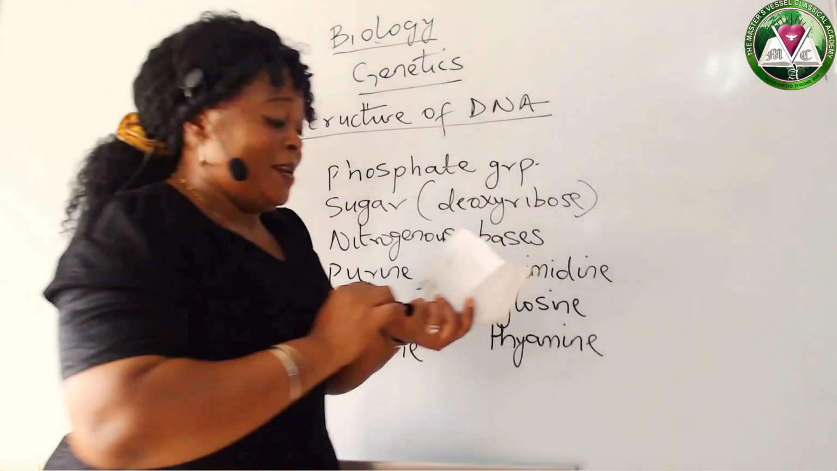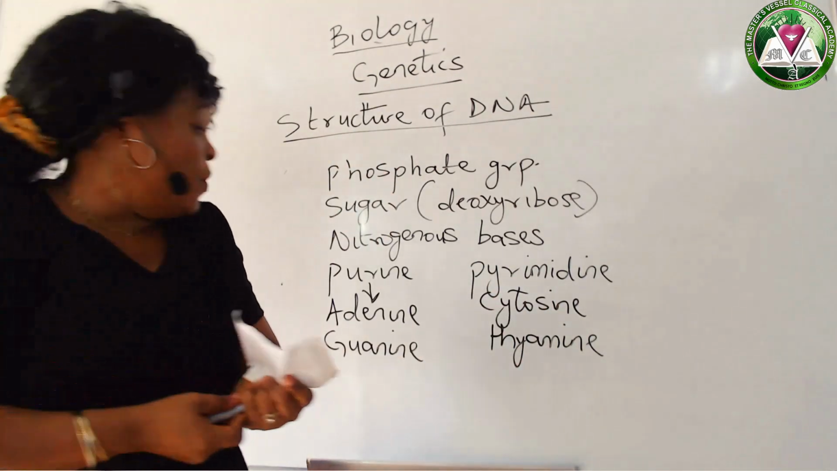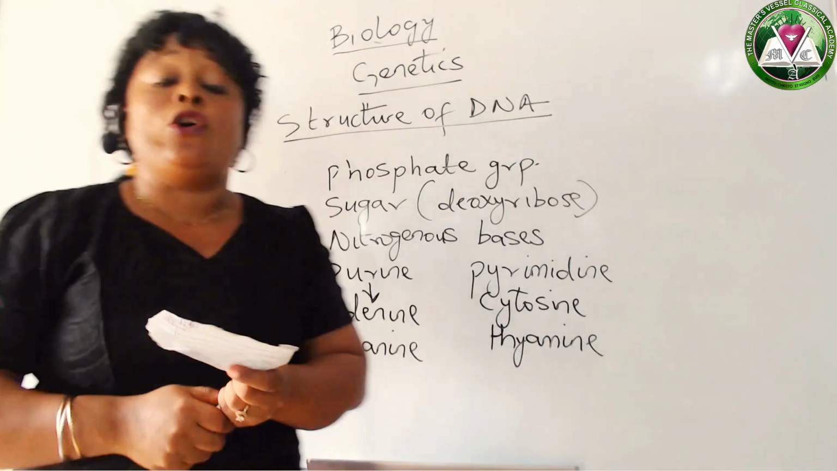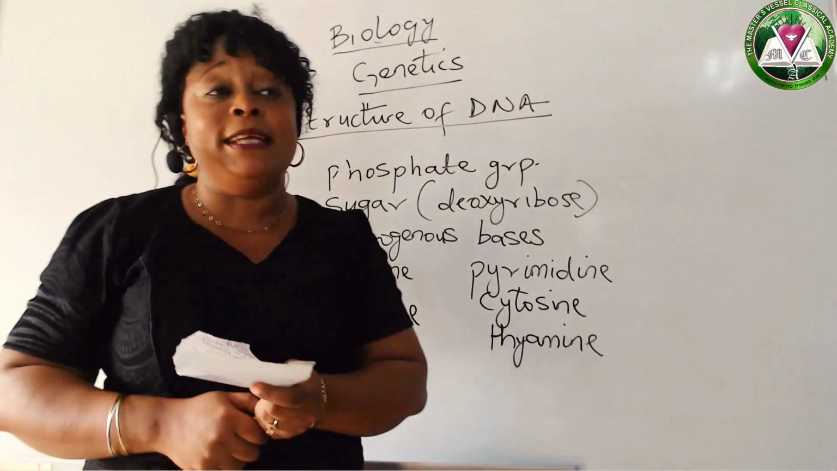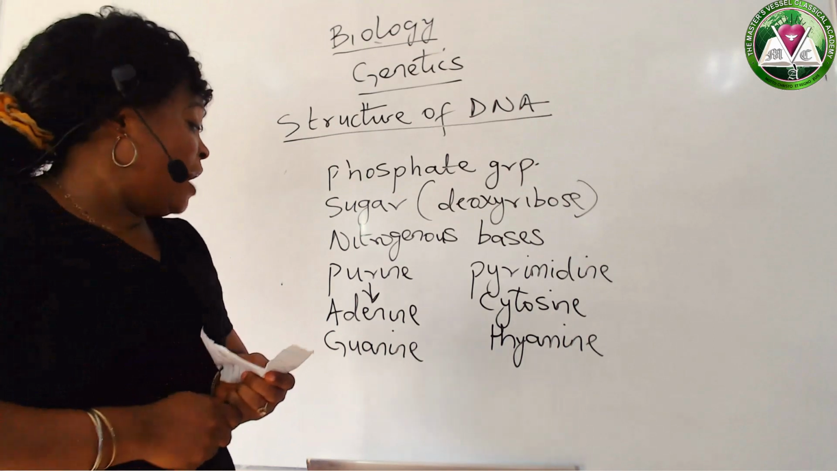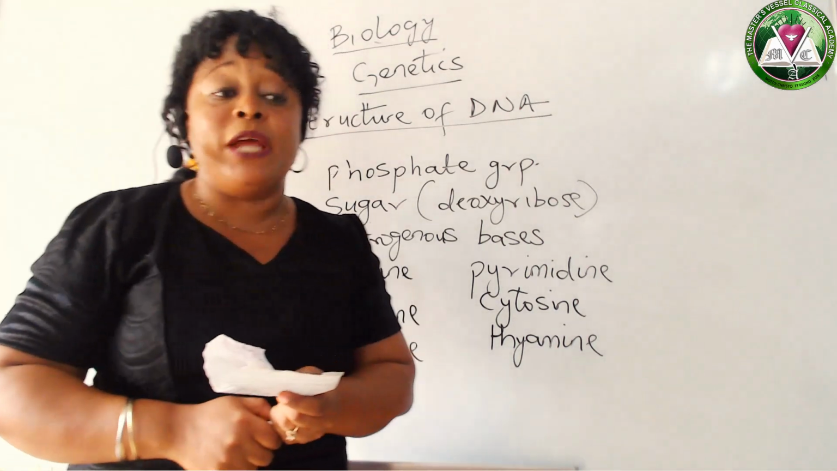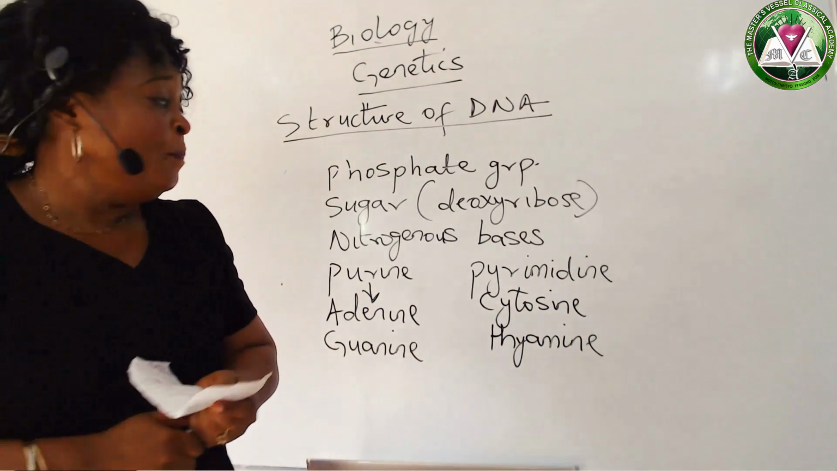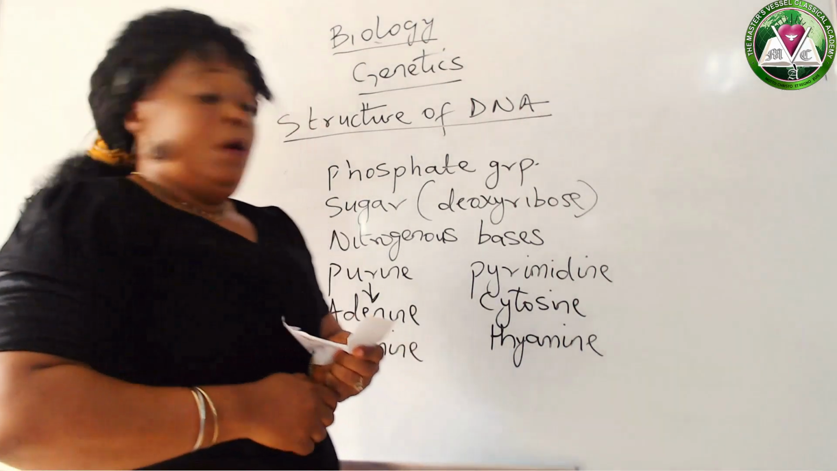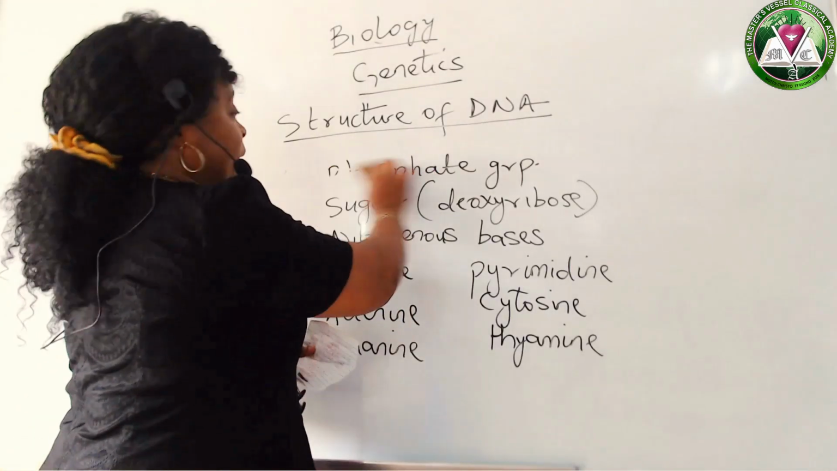So when you hear pyrimidine, what should come to your mind is that we are talking about the cytosine and the thymine. And when you hear purine, what should come to your mind is that we are talking about the adenine and the guanine. The adenine and guanine are called the purine, while the cytosine and thymine are called the pyrimidine. I hope you have gotten this because I want to clean this.